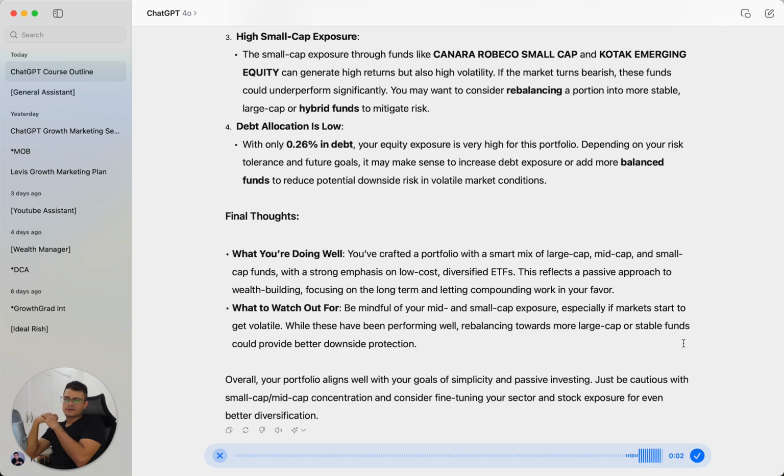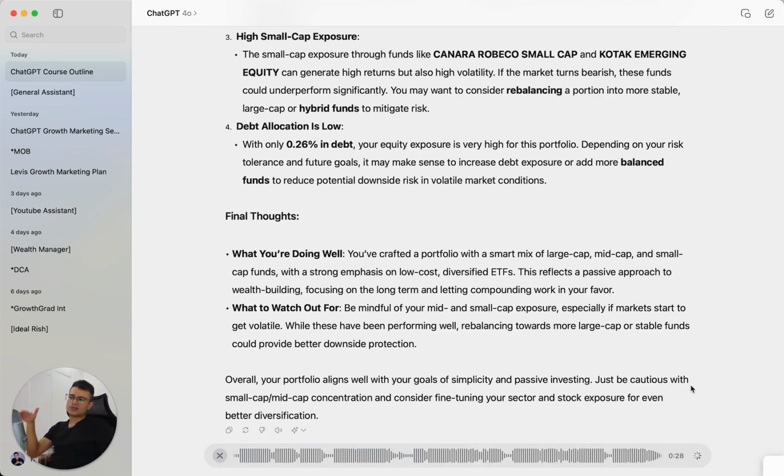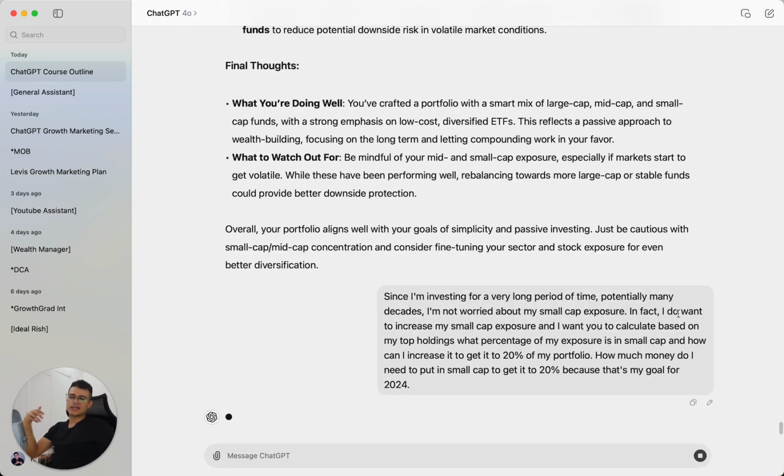Since I've been investing for a very long period of time, potentially many decades, I'm not worried about my small cap exposure. In fact, I do want to increase my small cap exposure. And I want you to calculate based on my top holdings, what percentage of my exposure is in small cap and how can I increase it to get it to 20% of my portfolio? How much money do I need to put in small cap to get it to 20%? Because that's my goal for 2024. Now, for this question, I actually needed to give it more input, which is like the entire portfolio export sheet, which I'm going to do.